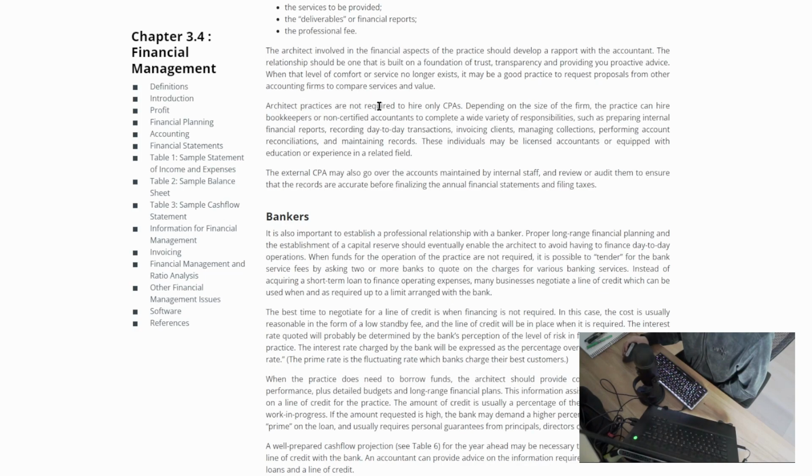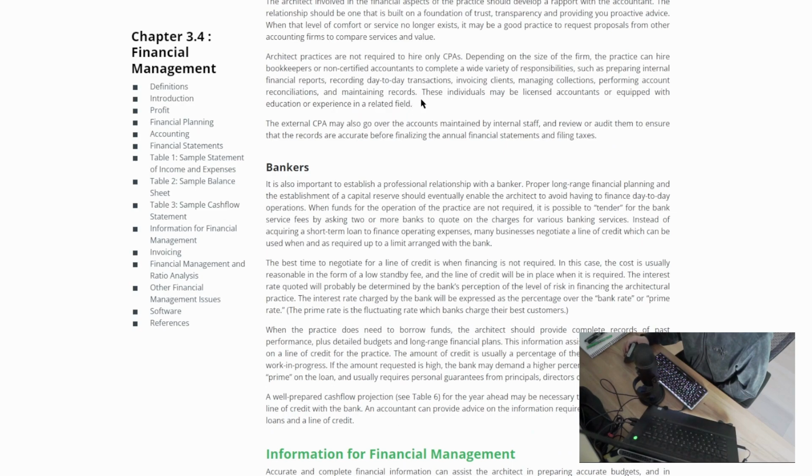Architect practices are not required to hire only CPAs. Depending on the size of the firm, the practice can hire bookkeepers or non-certified accountants to complete a wide variety of responsibilities, such as preparing internal financial reports, recording day-to-day transactions, invoicing clients, managing collections, performing account reconciliations, and maintaining records. These individuals may be licensed accountants or equipped with education or experience in the related field.